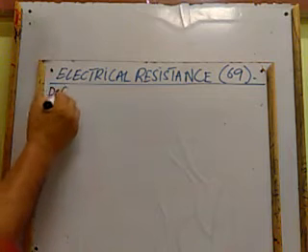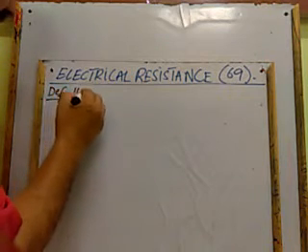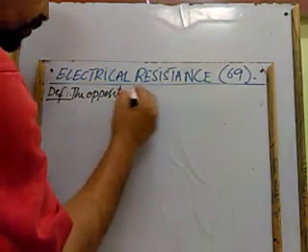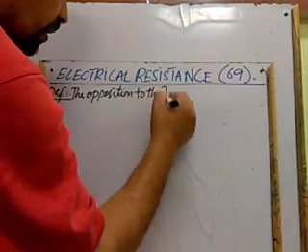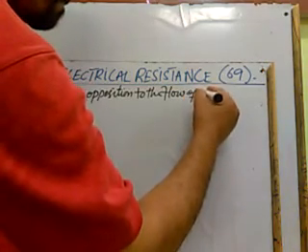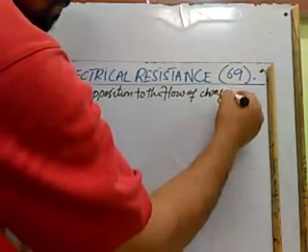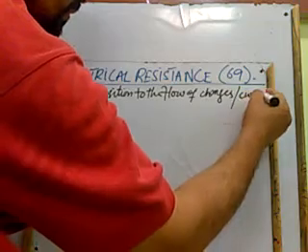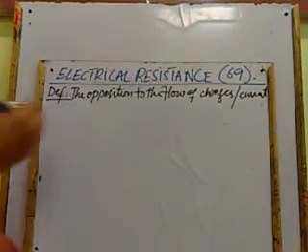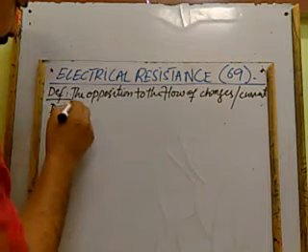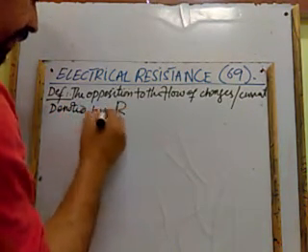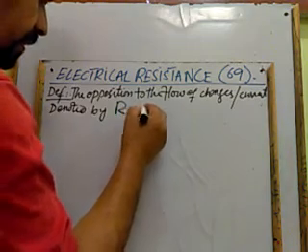Resistance can be defined as the opposition to the flow of charges or current in a conductor. This is called resistance. Resistance is denoted by capital R or sometimes small r.